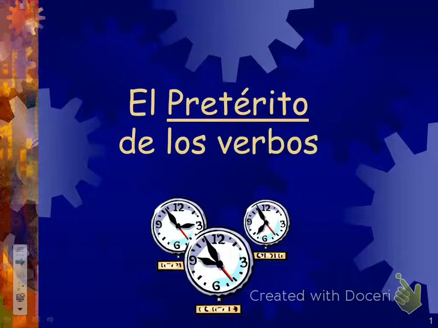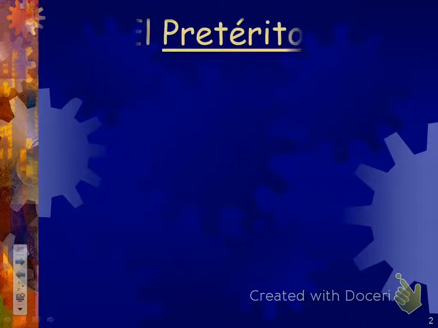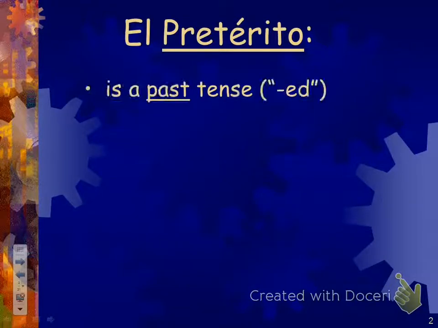All right. In Spanish, we have two past tenses. We have the preterite tense, which is what we're going to be working on this 6 weeks and part of next 6 weeks. And then we have the imperfect tense. But right now, we're just going to worry about the preterite. Okay? The preterite tense of verbs is a past tense.